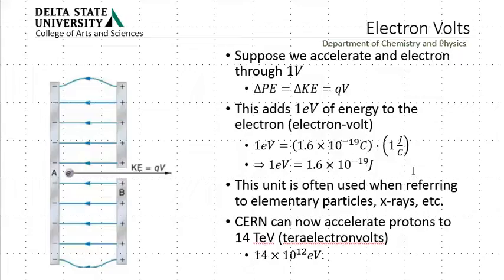Right now at CERN, they're working on getting up to 14 tera electron volts, 14 times 10 to the 12th electron volts, at the accelerator there. That sounds like a really high energy, right? But when you look at it in terms of joules, it's not really all that much.